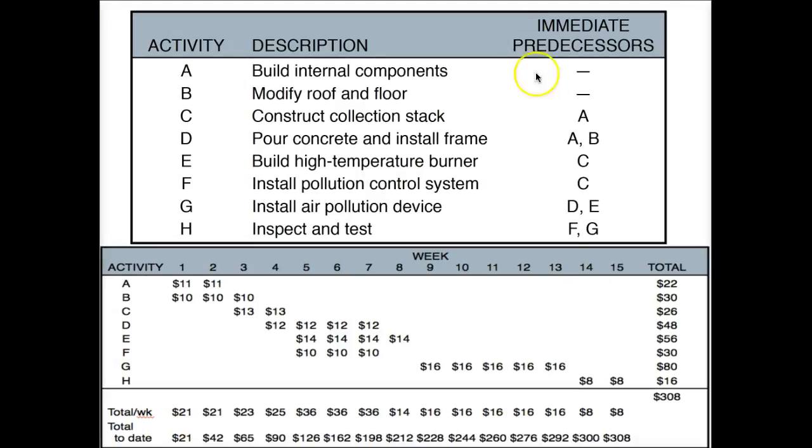All right, so this slide just shows how we have the activities here. Activities A and B, of course, have no immediate predecessors, but activity C has A, activity D has A and B as its predecessor, so on and so forth. So I just put that there to make sure that you know how all the activities were aligned as far as what comes before and what comes after.